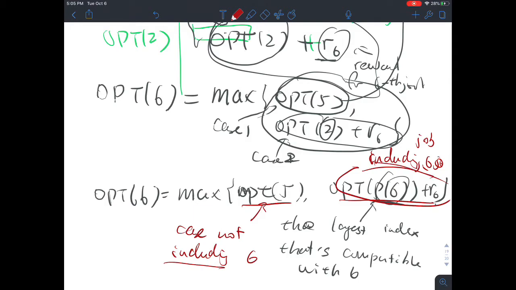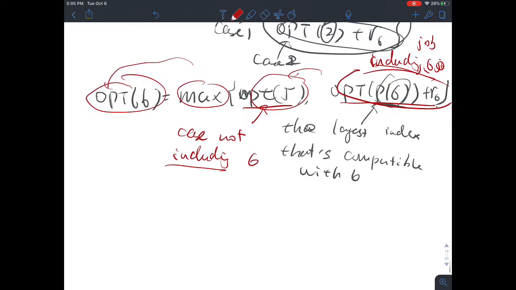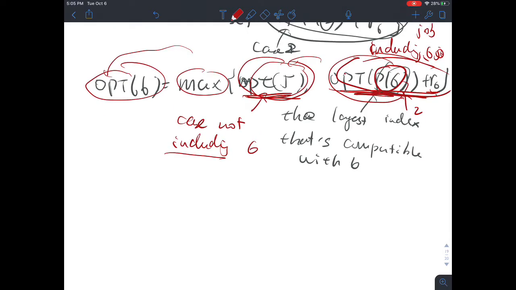I'm able to compute the optimum solution for both cases, and one of the cases has to be optimum. So if I take the max, I get the optimum 6. This is the high level idea. Essentially, we are coming up with a recursive solution. This is optimum 5, and this is optimum P6, which is equal to 2, plus this R6.